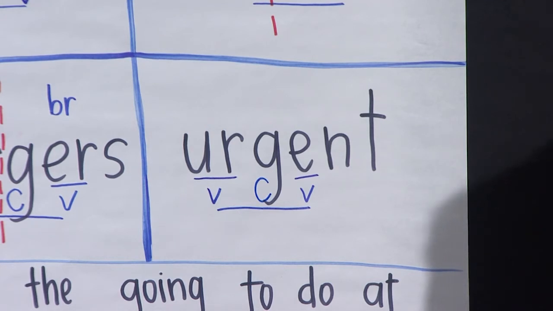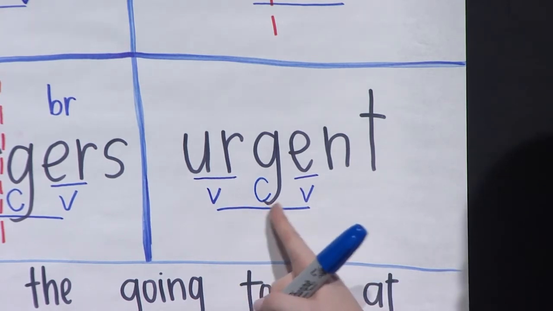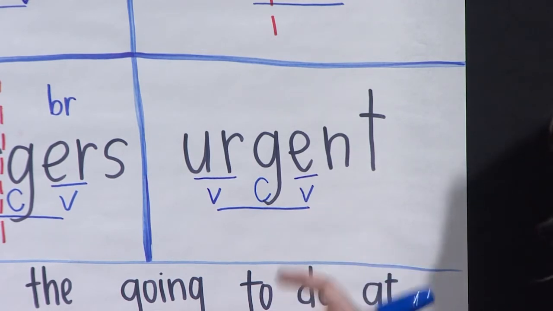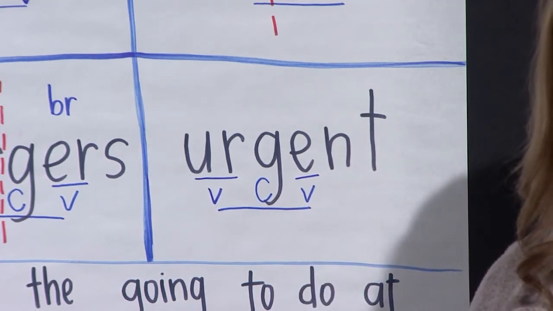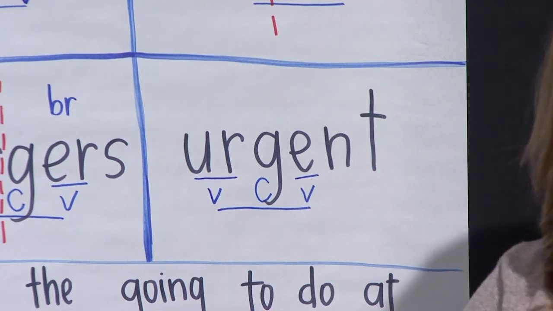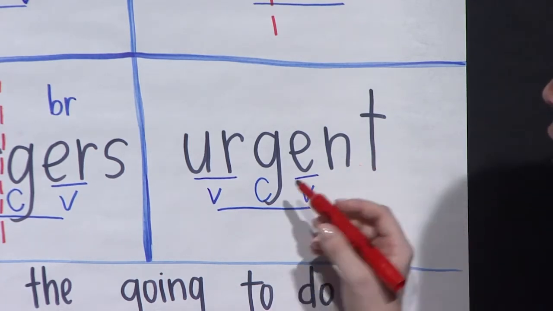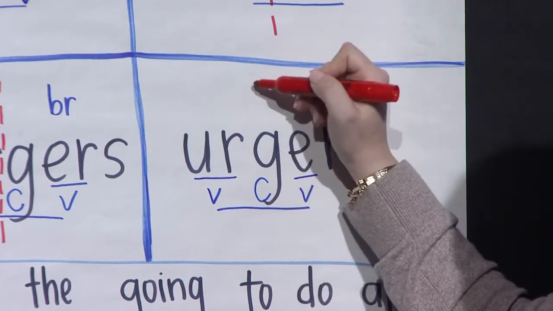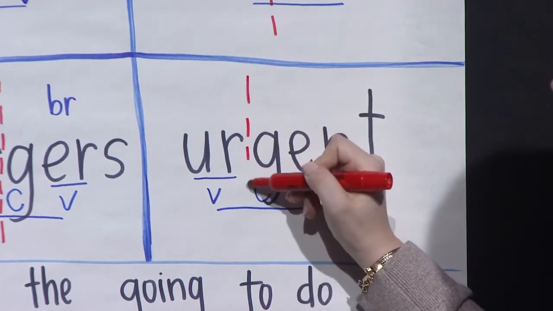All right, now we have to divide using the pattern we notice. And what pattern do you notice? Very good. V, C, V. And what do we know about that pattern? That's right. We have 2 ways, but we're going to start with the first and divide before my consonant. So I'll draw my dotted line.